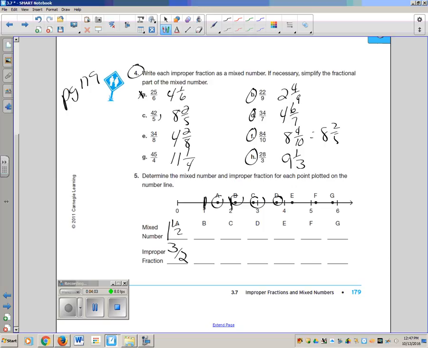B is greater than 2. It's less than 1/2. I'm going to go with 2 and 1 fourth. 4 times 2 is 8, plus 1 is 9. 9 fourths.